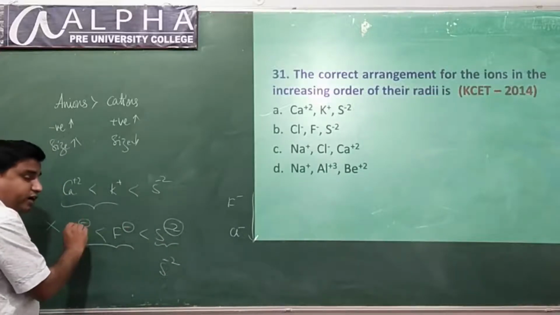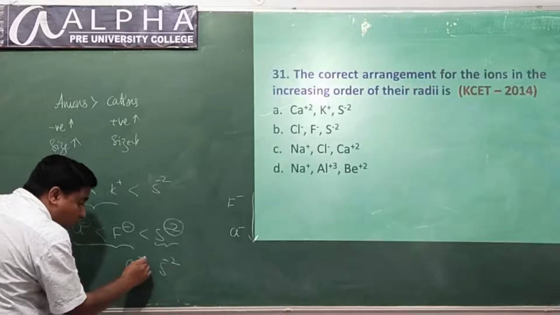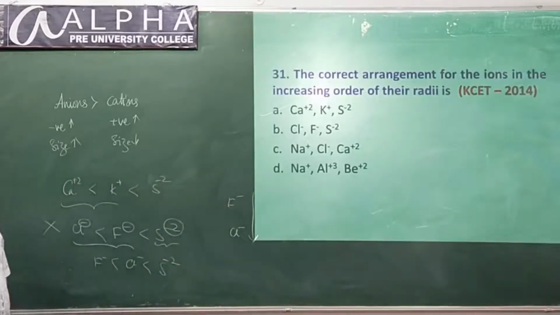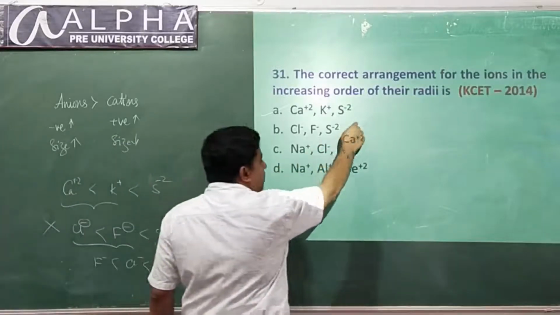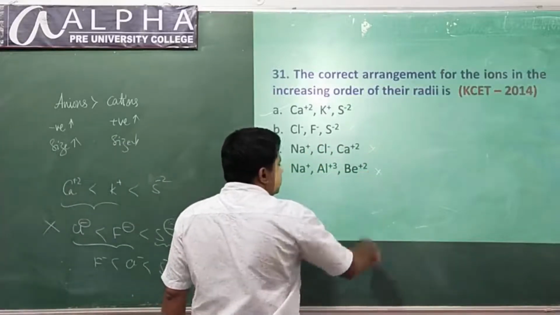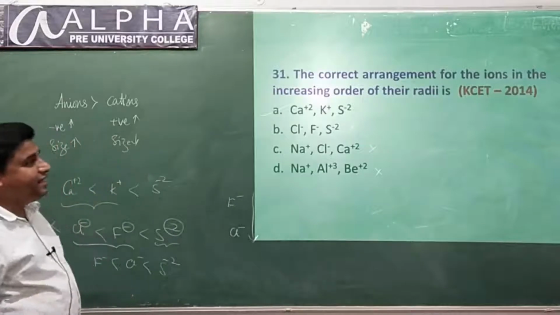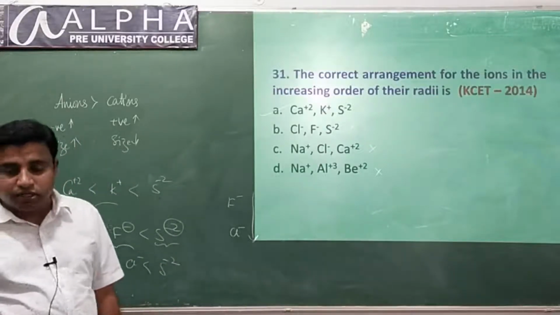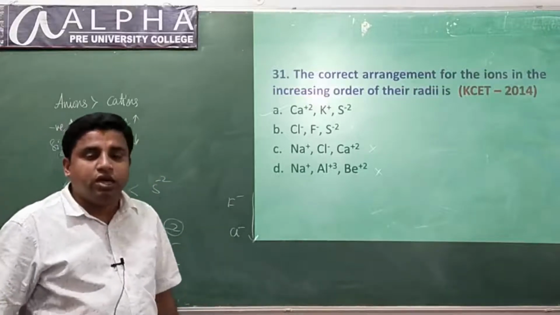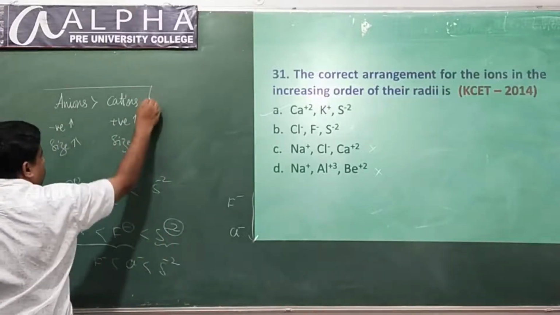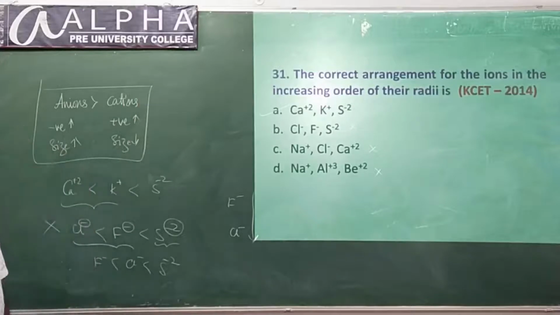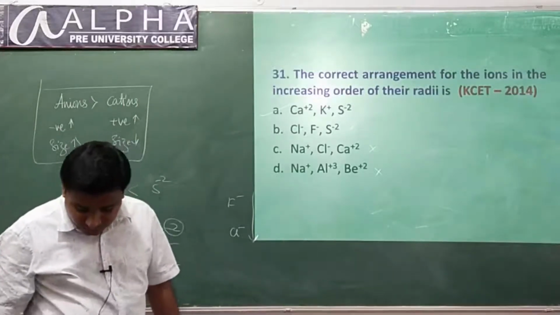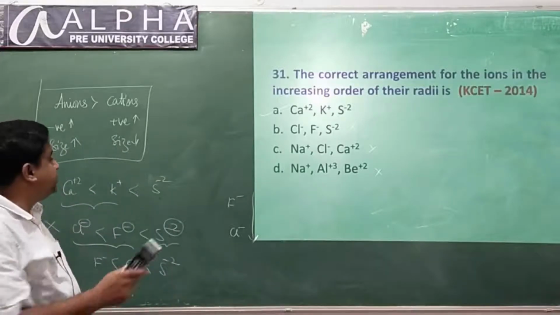But among fluoride and chloride, which is bigger? Chloride is bigger than fluoride, because down the group, ionic size will increase. Hence, this is wrong. This is also wrong. The correct increasing order of their radii is option A. Direct question, Karnataka CET 2014. Such a simple question, based on this simple rule. Correct? Excellent. Next question.